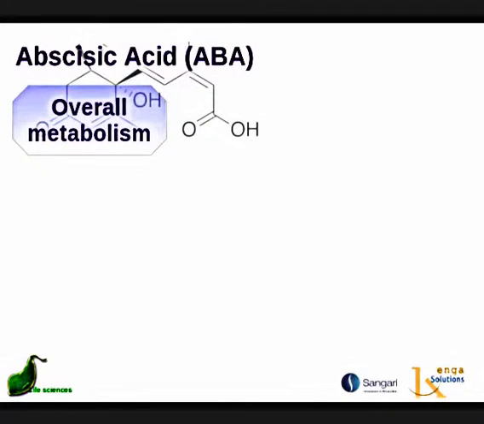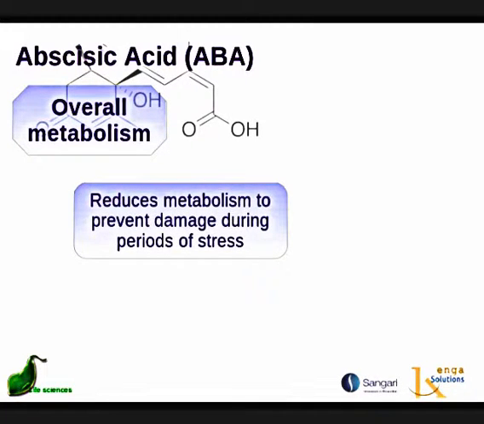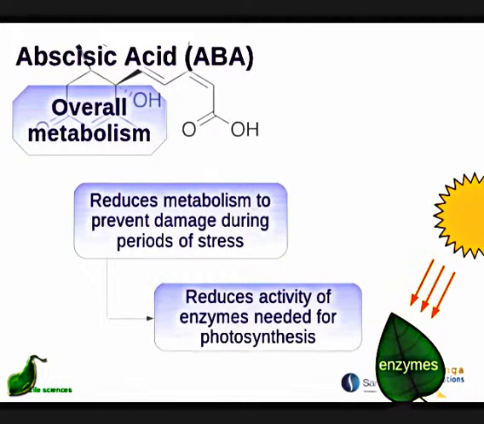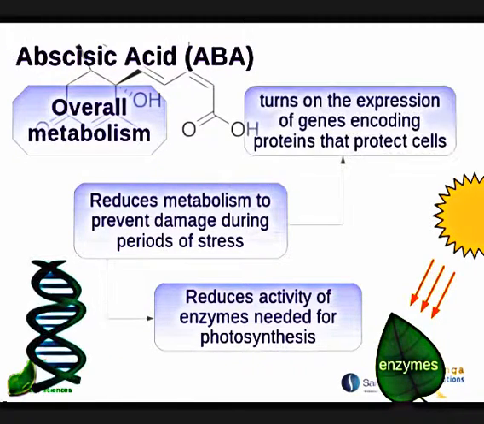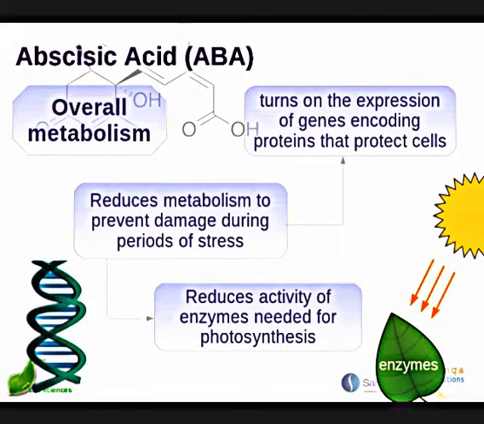Abscisic acid has overall metabolic effects as well. In particular, it can reduce plant metabolism to prevent damage during periods of stress. It reduces the activity of enzymes that are needed for photosynthesis, for example, and it may turn on the expression of genes that code for proteins that protect cells. And right now, as I'm recording this, as I've said, the Highveld is cold and dry, so one can imagine this effect being active in a lot of our native Highveld plants.